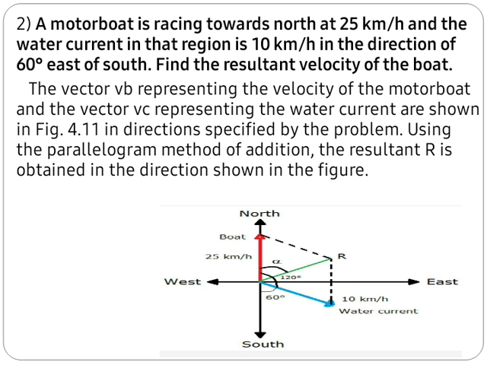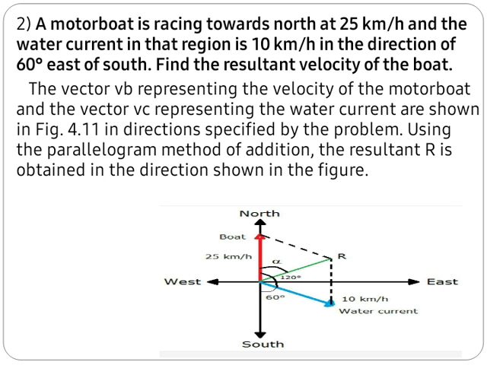Since the water current is in the direction of 60 degree east of south, the angle between the direction of the motorboat and the water current will be equal to 180 degree minus 60 degree, which is equal to 120 degree. Let theta be the angle between these two directions, then theta is equal to 120 degree.